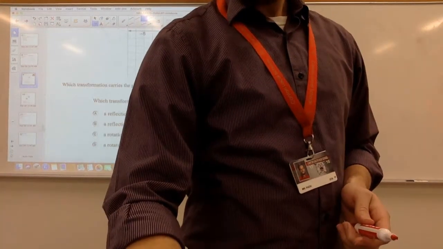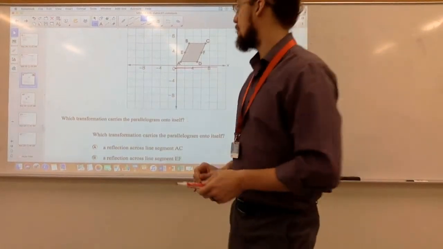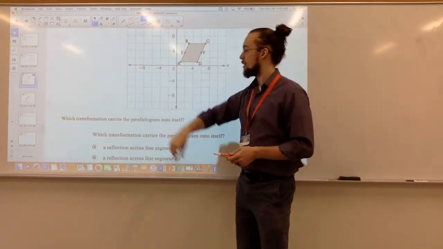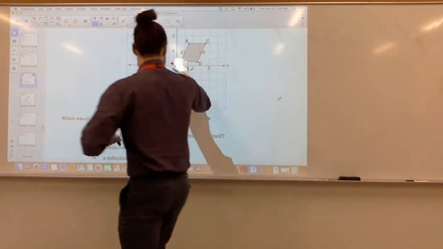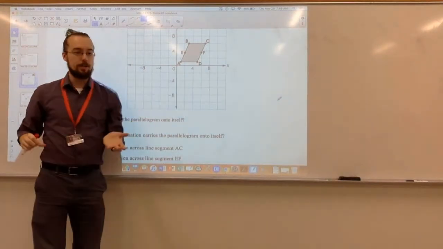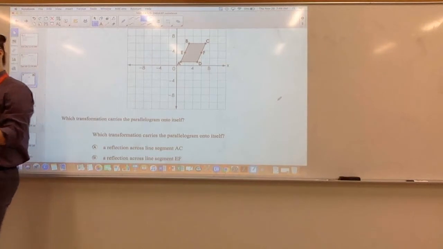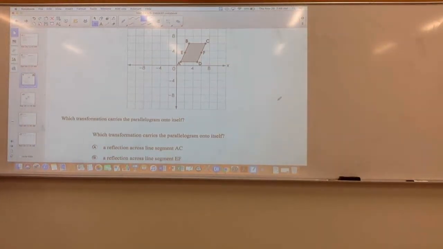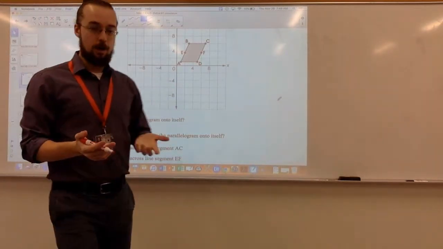How about C, a rotation of 180 degrees clockwise about the origin? That's like putting your finger on the origin and spinning your paper 180 degrees. Will the parallelogram end up in the exact same spot? No, it would end up down here. So that one doesn't work.